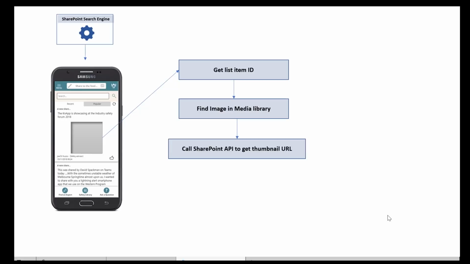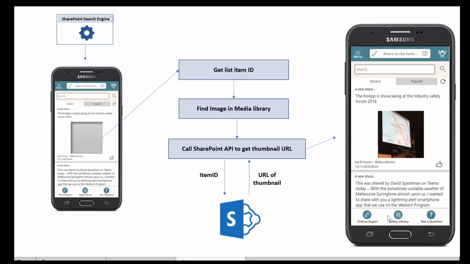So what we do is we call a SharePoint API and we basically say, hey SharePoint, here is an item ID. Can you please give me a thumbnail of this particular size? And SharePoint will return a URL of that thumbnail, a pre-authenticated URL that you then use in Power Apps to actually display the photo. And so it's done really fast. So here's what that one looks like.